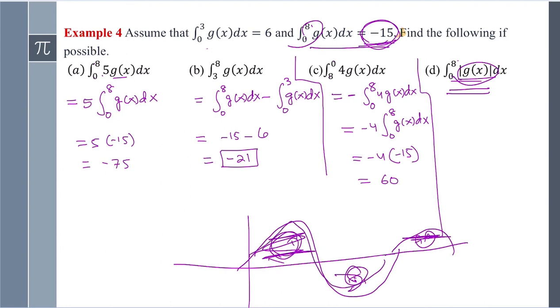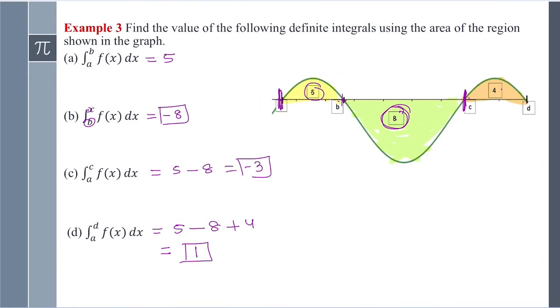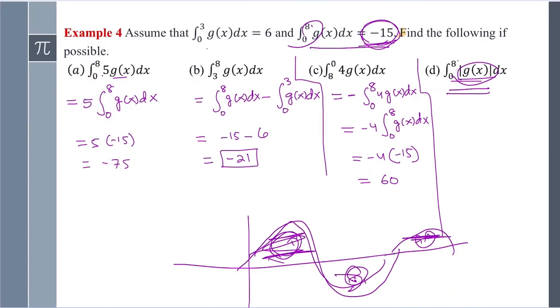If we are given the graph, like the previous example we looked at here, then we'll be able to find that. Otherwise, we won't be able to calculate that. So here we will just say that this is not possible, or we cannot find this with just the given information. There's not enough information given to us. So we'll just stop here.